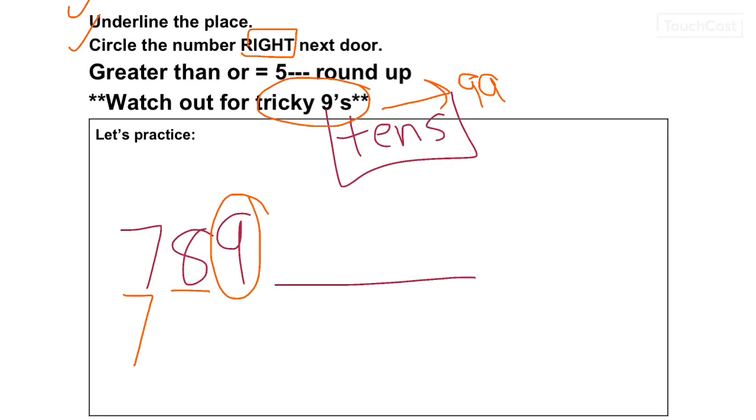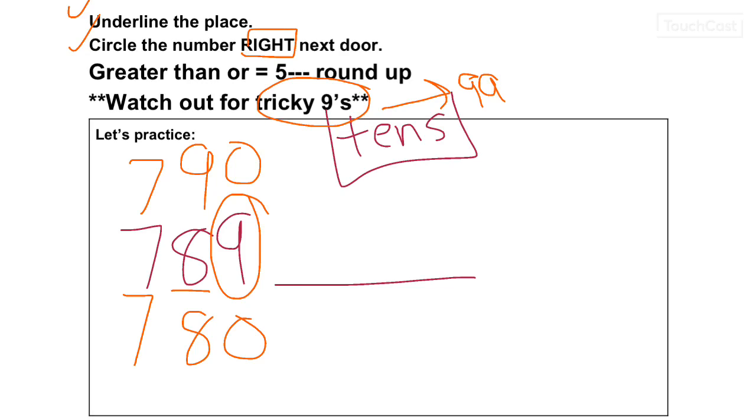700 is actually going to stay the same. It's not affected by the problem. So now we can look and see which two tens 89 is between. Well, 89 is between 80 and 90. So the number will either round down to 780 or up to 790.